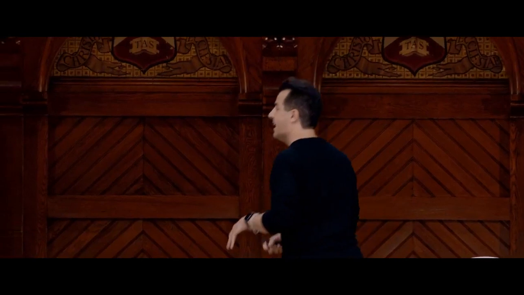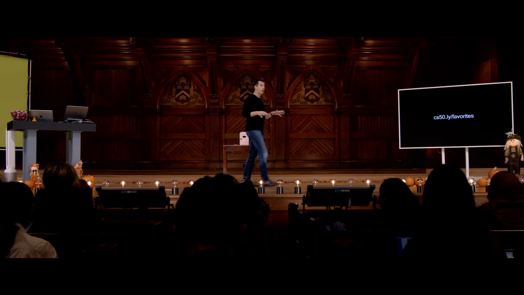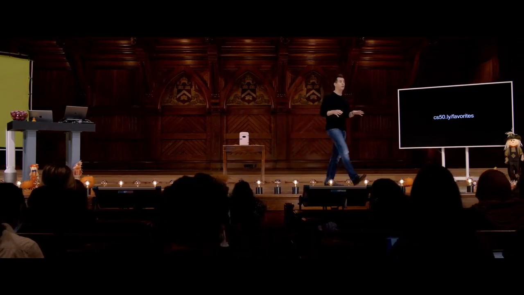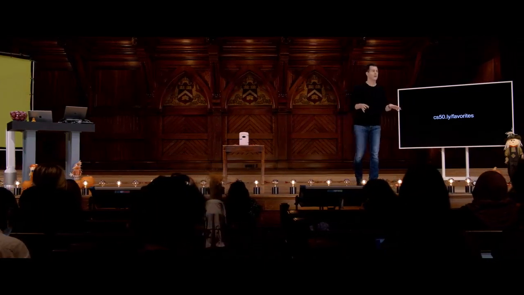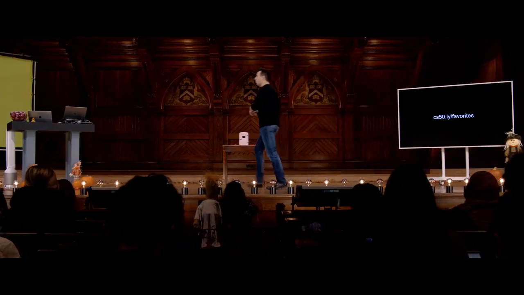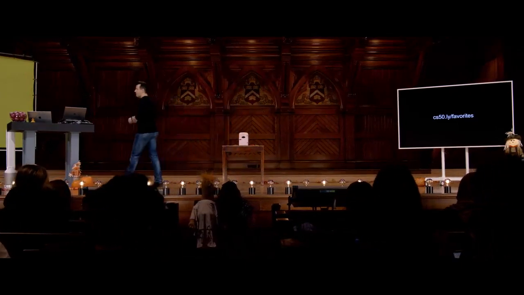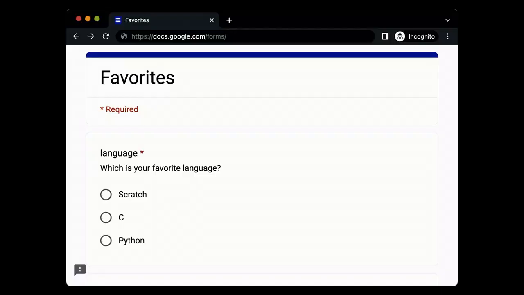So with that said, let's begin with a survey of sorts. If you go to this URL on your phone or laptop, cs50.ly/favorites, a very simple Google form awaits you that's just going to ask you a couple of multiple choice questions. So go to cs50.ly/favorites, and that should lead you to a Google form that looks a little something like this, asking you first, as of now in week 7, what is your favorite language among those options here?